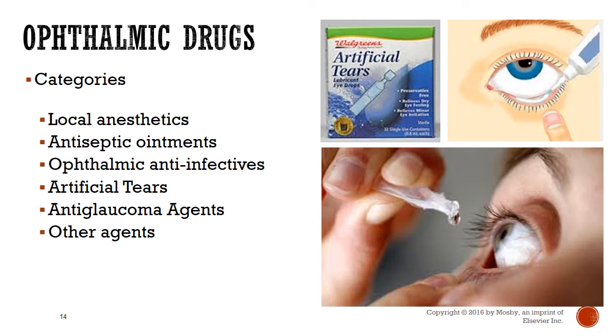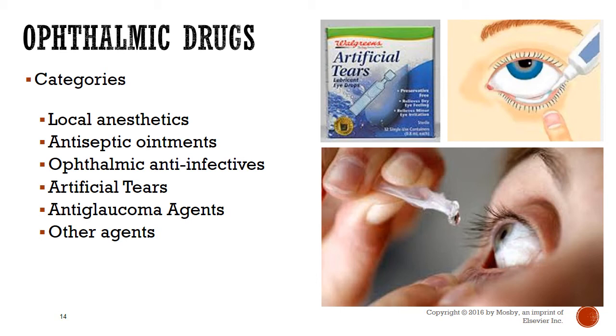So we have lots of different ophthalmic drugs that we can administer in the eye. Lots of different categories: drugs for local anesthetics, antiseptic ointments that we might put on the inside of the bottom lid, ophthalmic anti-infectives, so some sort of eye antibiotic drop that we might use. We can buy artificial tears over the counter just for dry eye, just to make everything a little more hydrated in the eye.